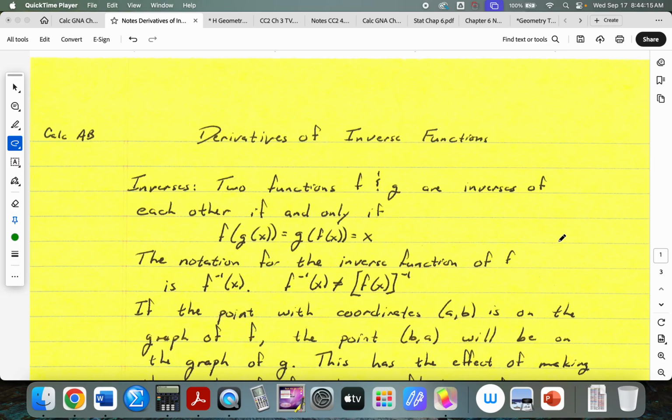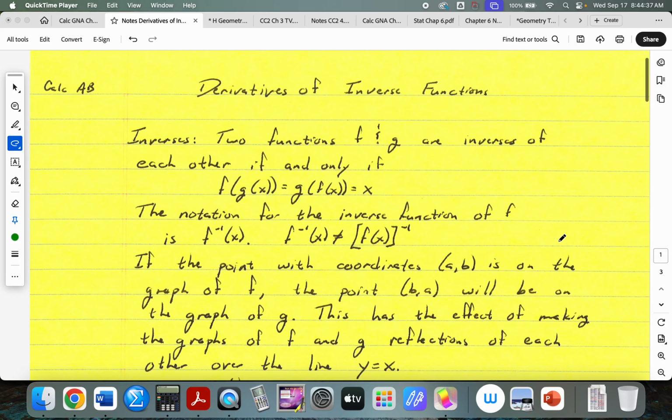So remember, two functions are inverses of each other if and only if their compositions yield x. That is, if f of g of x and g of f of x both give you x. So the thing I always think about is that they undo one another.